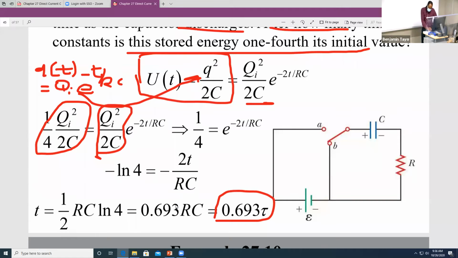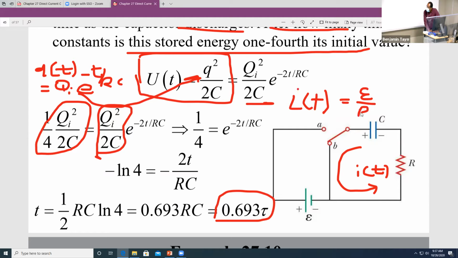Now, if you remember, we said that there is a current flowing here, I, as a function of time. And this current is given by I of t, so I as a function of time is equal to epsilon over R times e to the negative t over R times C.